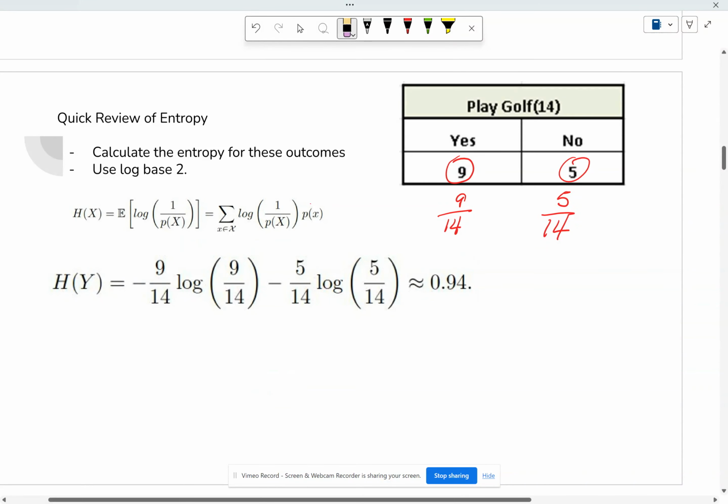I took the first one, 9 over 14, 9 over 14. Now I'm going to take the second one, 5 over 14, 5 over 14. And now we know that the entropy is approximately this. Hopefully, you're able to get the same thing because we already calculated entropy.